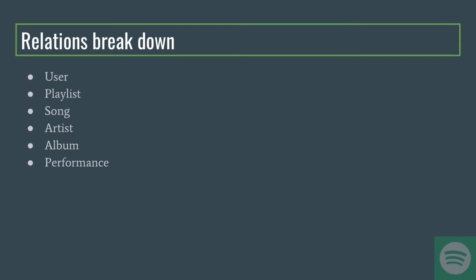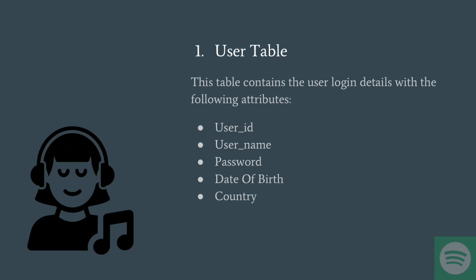So let me just break down the relations. Here we have six: user, playlist, song, artist, album, and performance. Let me briefly explain the contents of each of these tables. User table. The user table saves details like username, a not null unique user ID, which is a primary key here. It also saves password, date of birth, and the location of the user. Additionally, we could also save the profile picture as a link. Saving the whole image might be a load to the DB, so instead we'll host the image maybe in the cloud and save its name or the link here in this table for direct access.